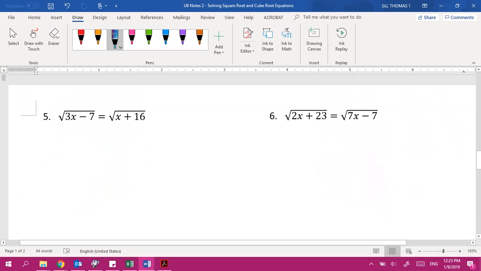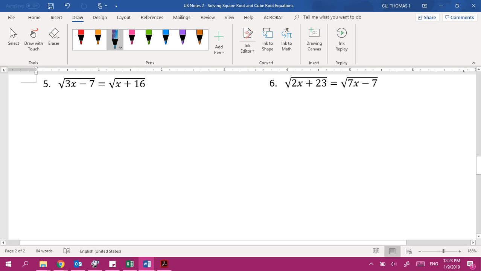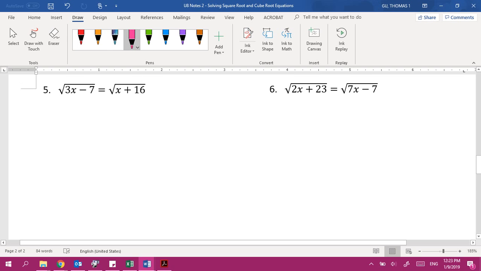Okay, so number 5 and 6 look a little different. You see square root on both sides, right? That actually just makes it easier because how do you get rid of square roots? You just square both sides, and then what does that do? It just takes the square root away. So then what would my next line say? That's right.